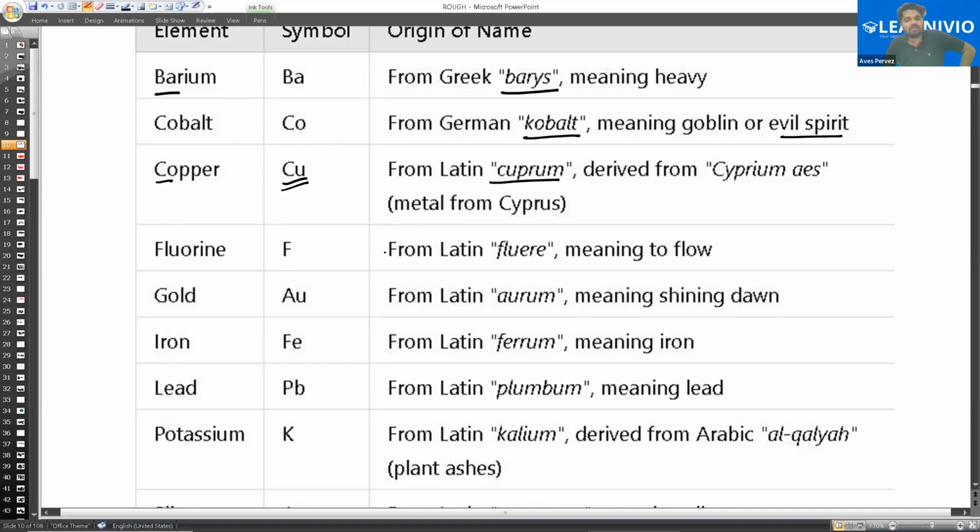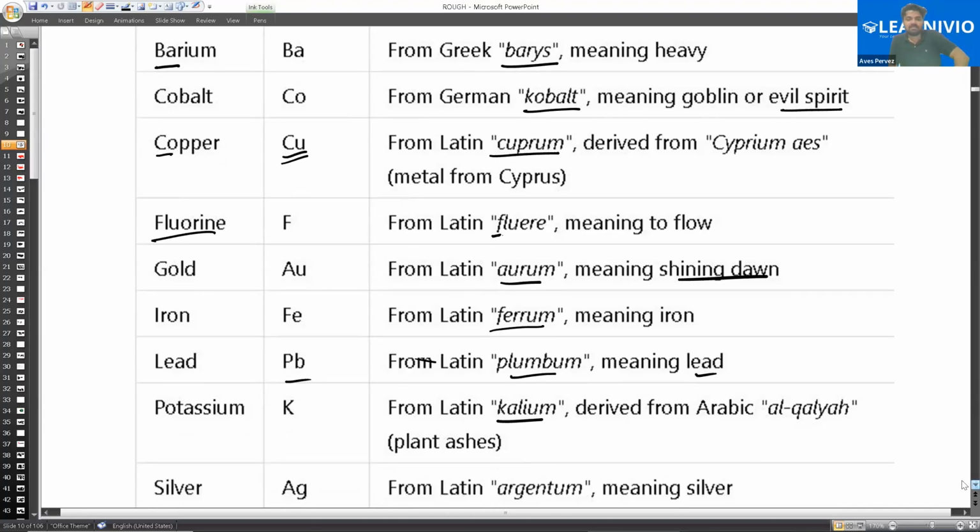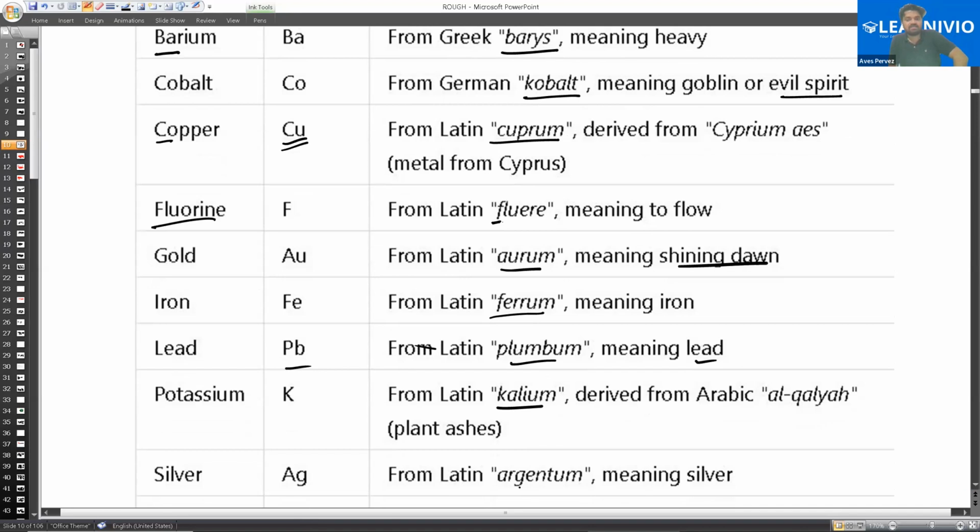Fluorine, F. The Latin name is fluor. Gold, aurum. Aurum means glowing, shining dawn. Iron, Fe. Latin name is ferrum, meaning iron. Lead, Pb, Latin name plumbum, meaning lead. Potassium is derived from the Arabic word al-qali, meaning plant ash. And then silver is argentum, meaning silver.